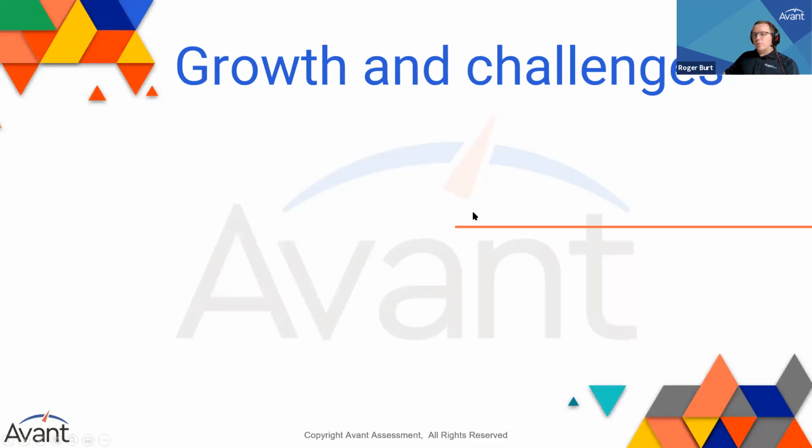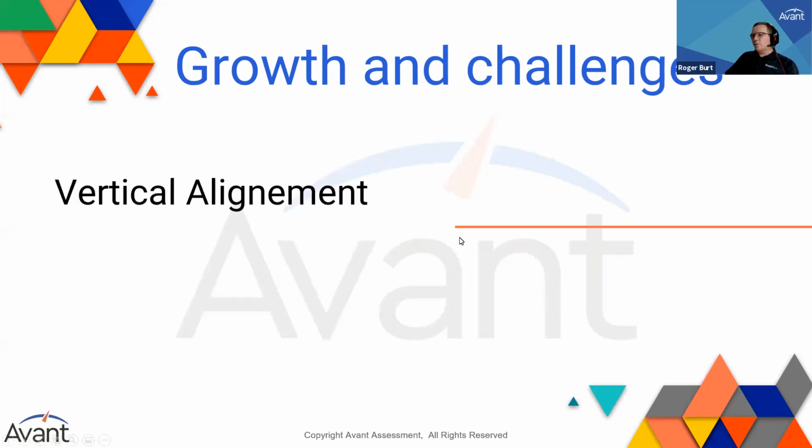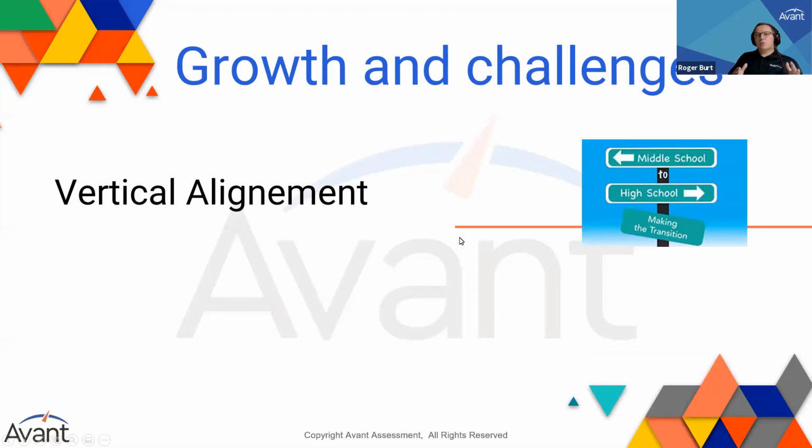And with that growth came some challenges, and these are not challenges that are special to me or my circumstance. These are things that you're probably either going through or have been through at some point. So the first one is vertical alignment, that transition of students from middle school or junior high to high school, from one teacher to another.